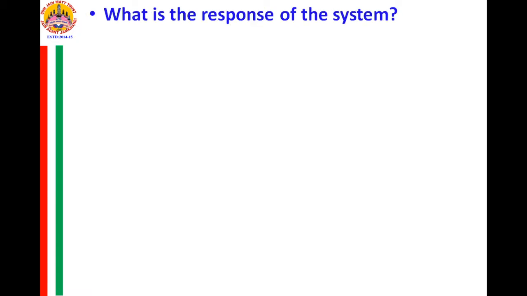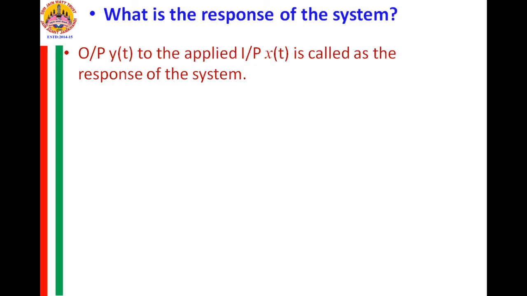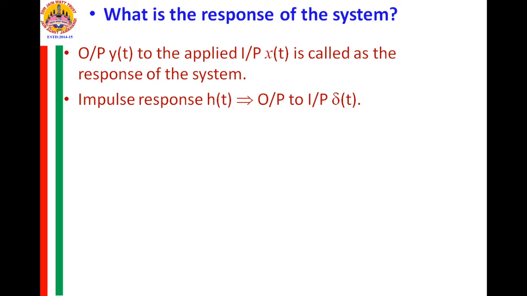Now, what is this y of t? It is the response of the system. Output y of t to the applied input x of t is called the response of the system. Then the impulse response h of t of the system is the output due to the input delta of t. So, if you operate with some operator on the input and obtain output y of t, and if the input is replaced with delta of t, then whatever response you obtain is called the impulse response. Similarly, the step response denoted by s of t is the output obtained by the step input u of t. So, the response of the system is the output due to input x of t, impulse response is the output due to impulse input, and step response is the output due to step input.